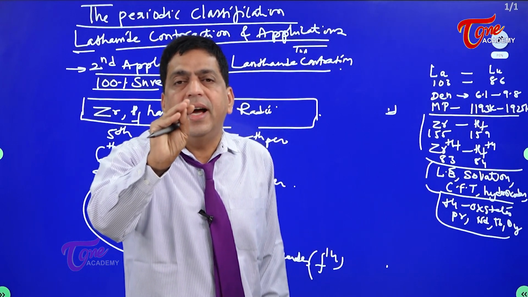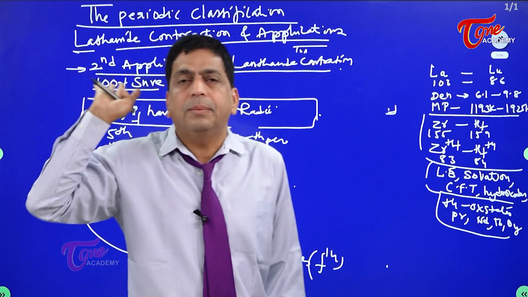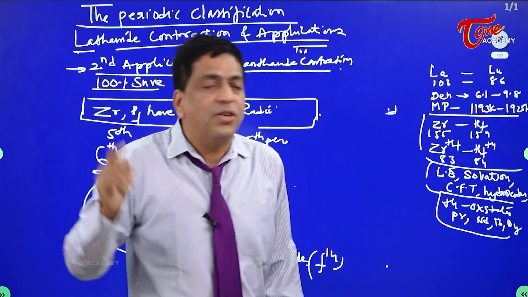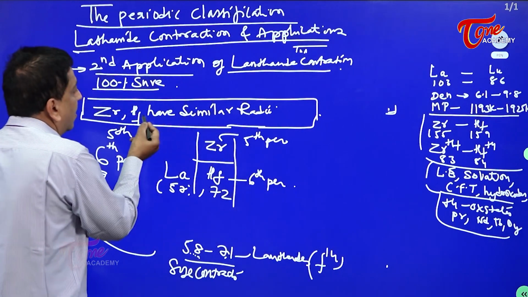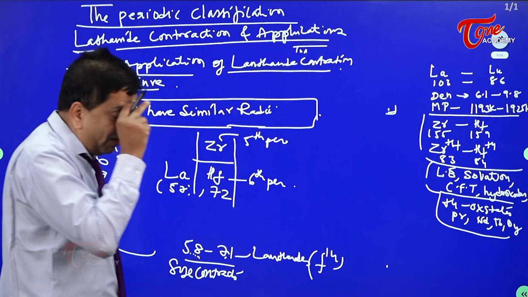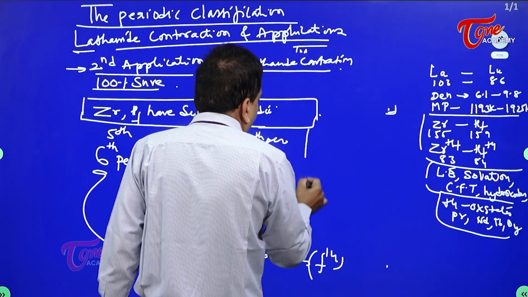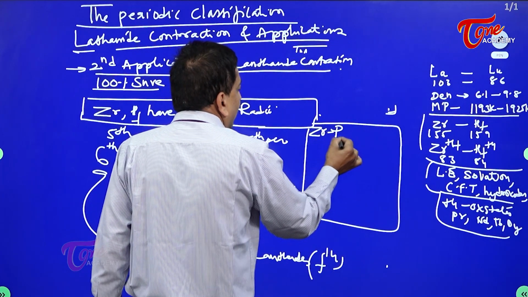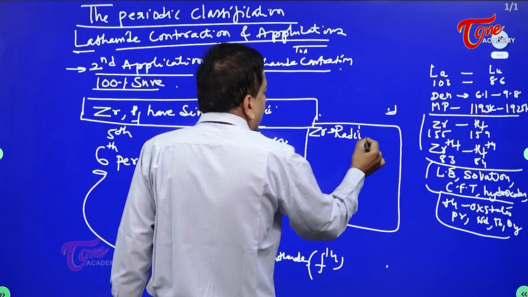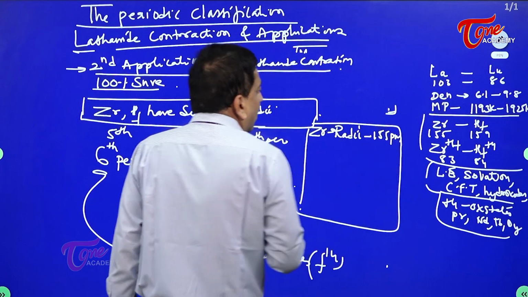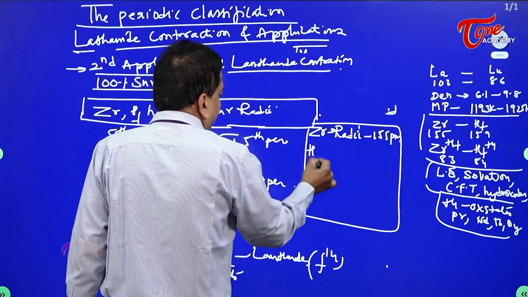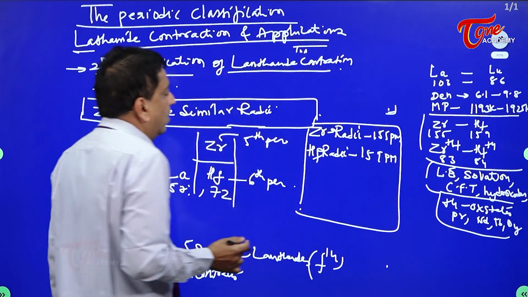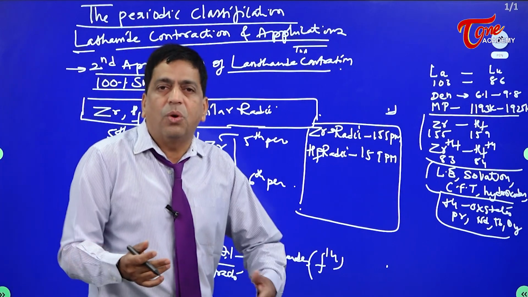Which of the following is a direct consequence of lanthanoid contraction? That's nothing but zirconium and hafnium having similar radii. And if you want the values, look into the zirconium radii in picometers: it is 155 picometers. And look into hafnium, it is 159 picometers. Well, they are almost similar except for some 4 points.